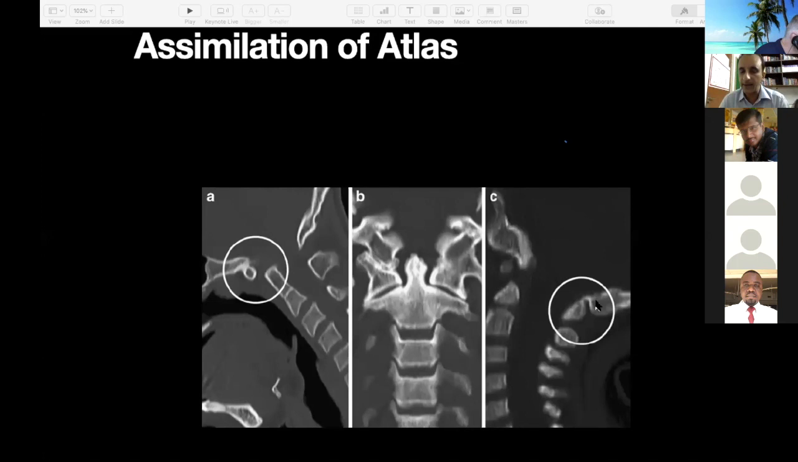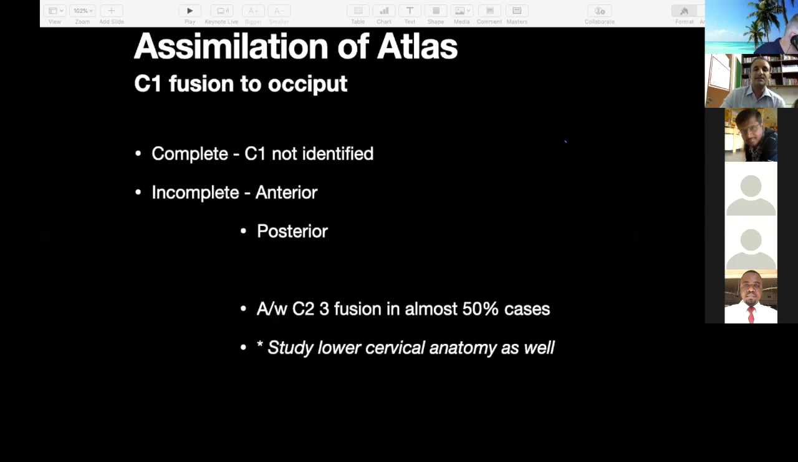Okay. And why am I telling this? Have patience and try to understand that you need to know what is happening to the occipito-atlantic joint, because it is the most important part of the CVJ. Now, assimilation of atlas, when you have C1 fusion to the occiput, can be complete when C1 is not identified, or it could be incomplete, anterior or posterior. Okay, but this is important. Read this: it is associated in almost 50% of cases with a C2-3 fusion.